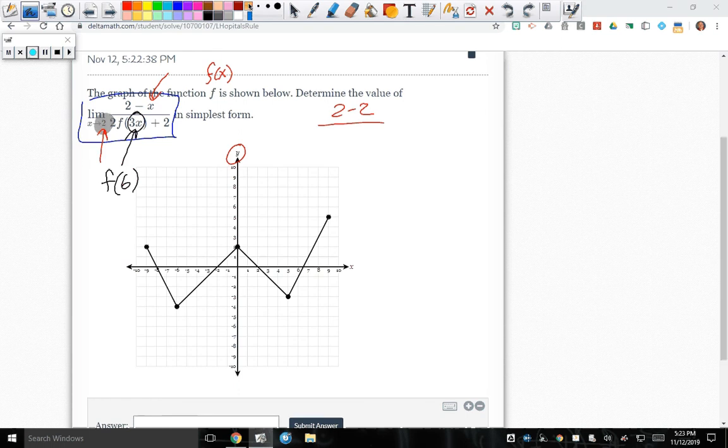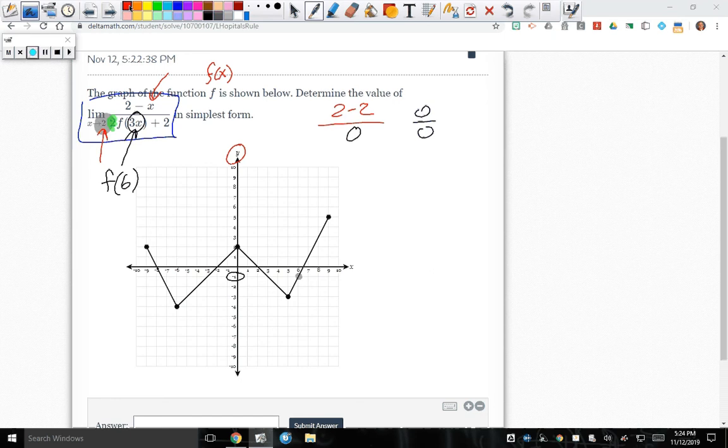So f of 6 would say, what is the y value at 6? Which gives you a negative, what? Negative 1. So negative 1 times this 2, like a coefficient, would give me a negative 2. Negative 2 plus 2 would give me a 0. So I have a 0 over 0 indeterminate form.